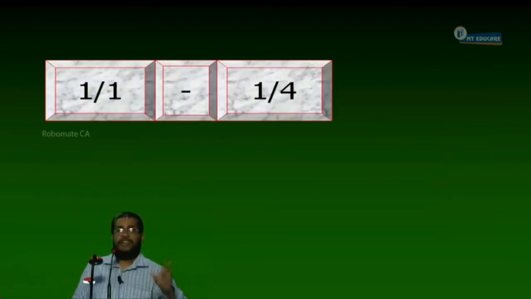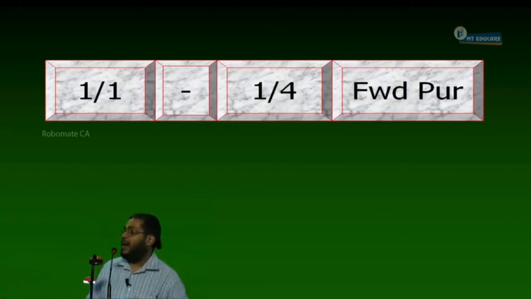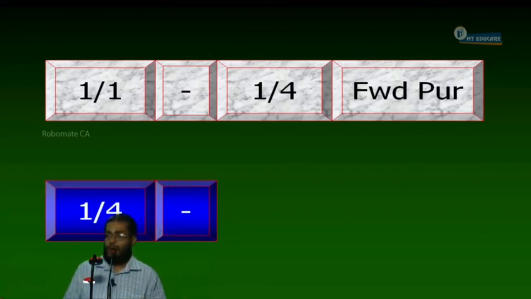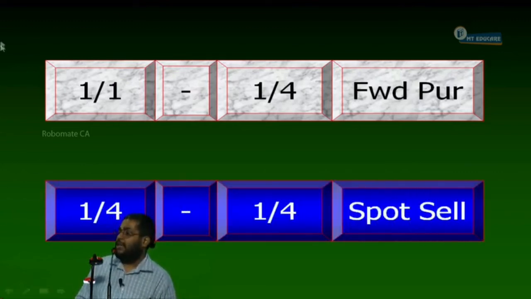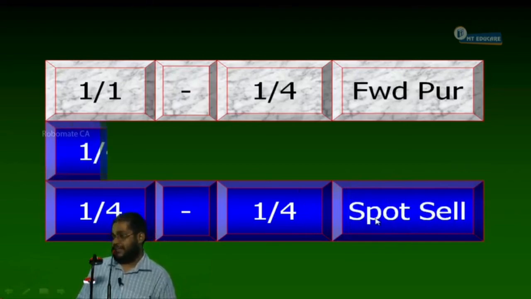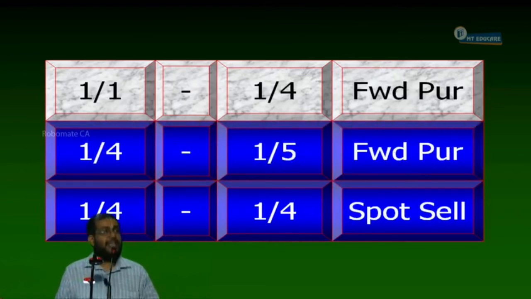Now, next. On 1st April, I went for what? Forward purchase. Now I want to extend it to 1st May. This extension I am doing on the due date. So what happened is, I went on 1-4. On 1-4, I went for what? A spot sell. Because on this day I do a forward purchase, this is a spot sell. And then on the same 1-4, I went for what? 1-5, a forward purchase.